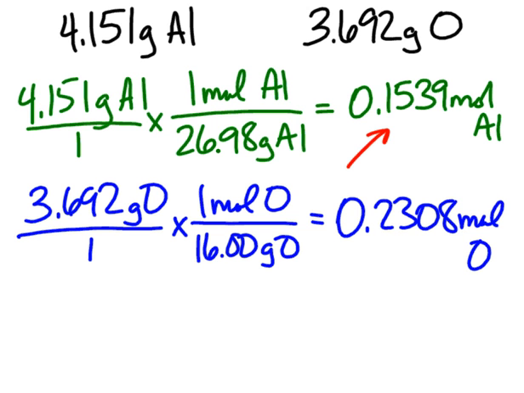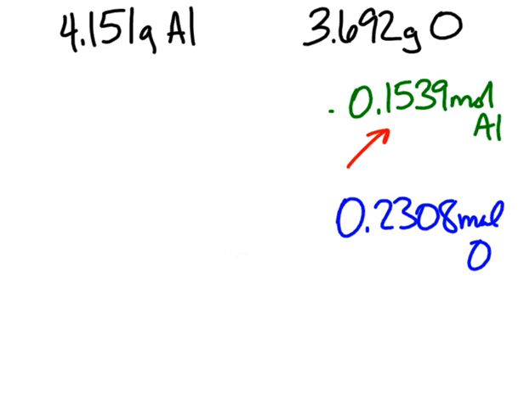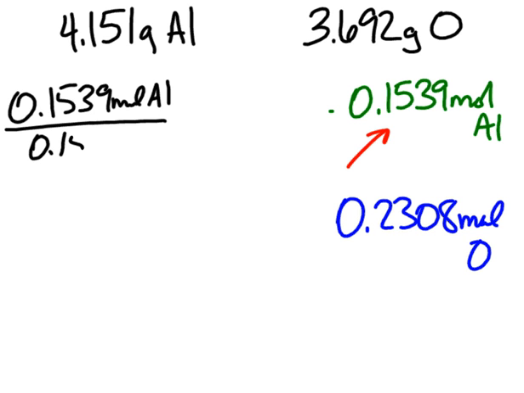So what I'm going to do, okay, I'm going to hold on to those measurements right there, and I'm going to divide each of these moles, moles of aluminum and moles of oxygen, by the lower number. So I have 0.1539 moles of aluminum. Okay, I'm going to divide that by 0.1539, and obviously I would end up with 1.000 moles of aluminum.